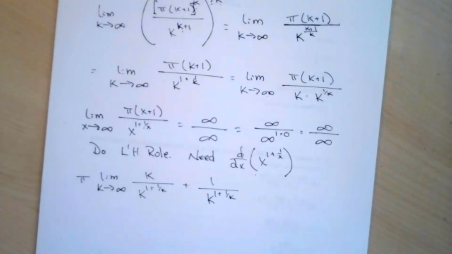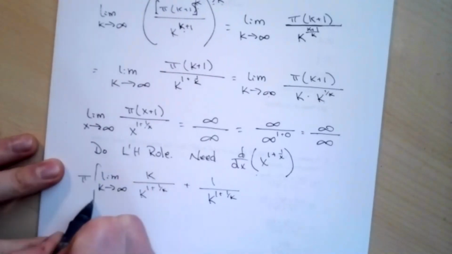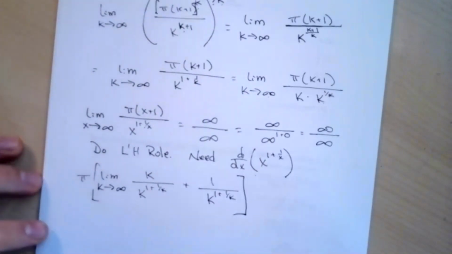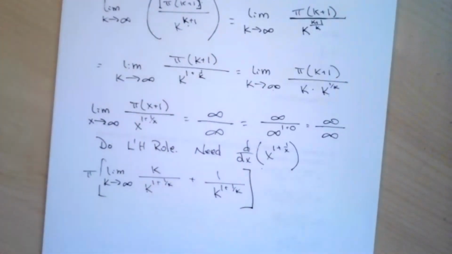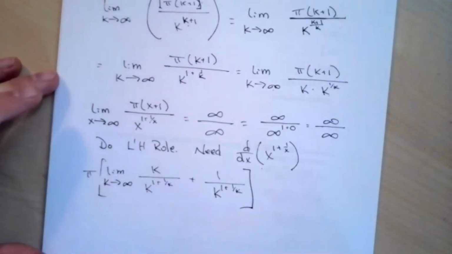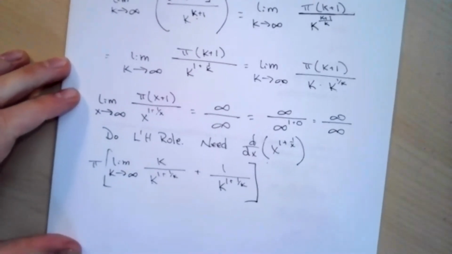Doesn't that just... Wouldn't that just be 1? Yeah. Why? Because they're both to the power of 1, because the 1 plus 1 over k, the 1 over k is technically 0, so it's just k divided by k, which is just 1. And then the one on the right, it's 1 divided by k, so it's 1 divided by infinity, which would be 0. So you just have pi times 1.